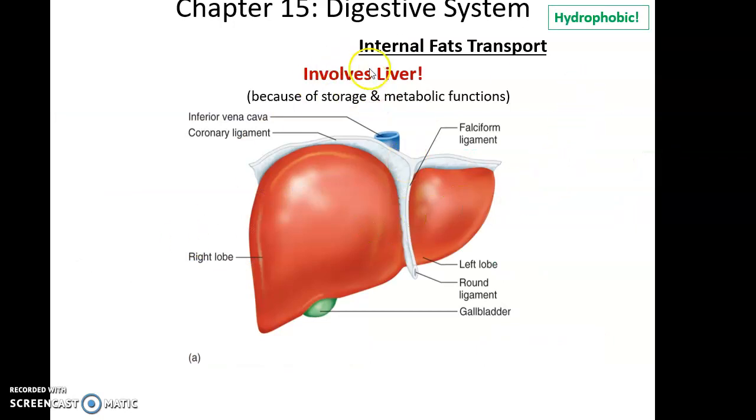All right, the liver is also involved in transporting fats. This is because the liver, as we know, is involved in both the storage of some fatty materials and in various metabolic functions that include converting things into fats or converting fats into glucose. So the liver is involved in the use of fats.